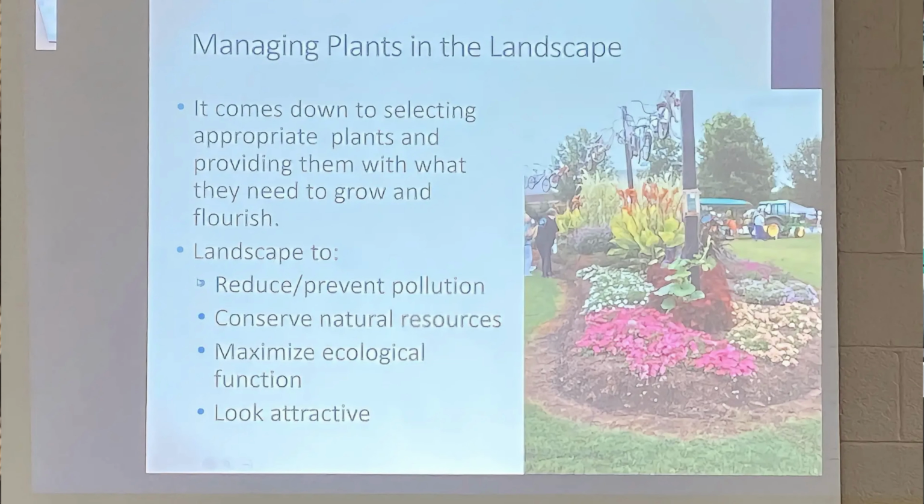Managing plants in the landscape. It comes down to selecting appropriate plants and providing them with what they need to grow and flourish. Landscape to prevent pollution, conserve natural resources, maximize ecological function, and look attractive.